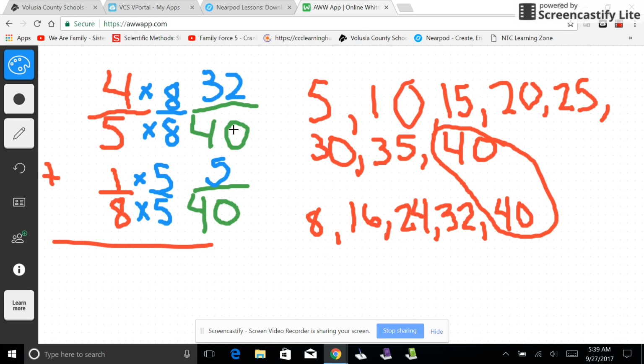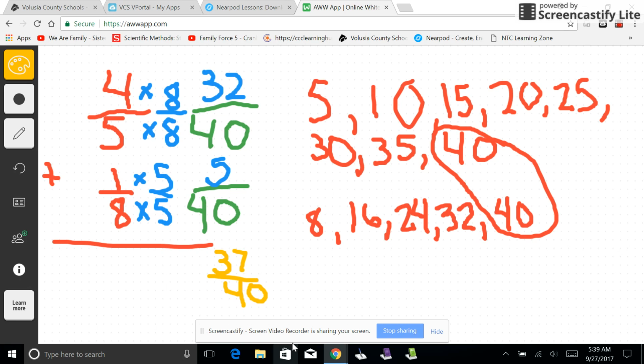So now I look and I say, okay, I have like denominators. So I'm only going to add my numerators. So 32 plus 5 is 37. And then my bottom number would not ever be added, and that is 40.